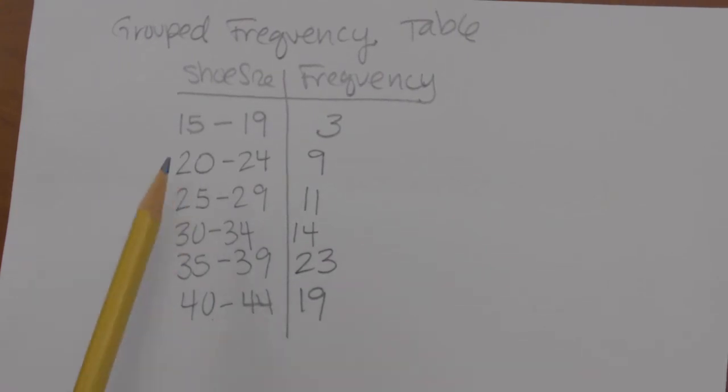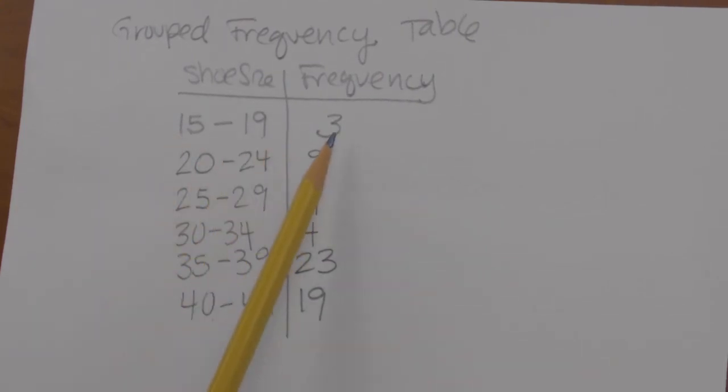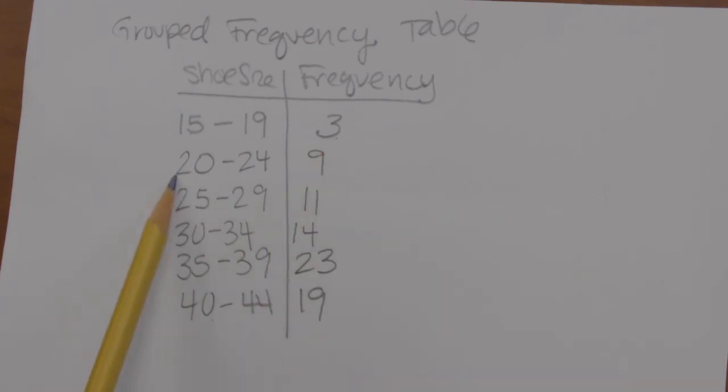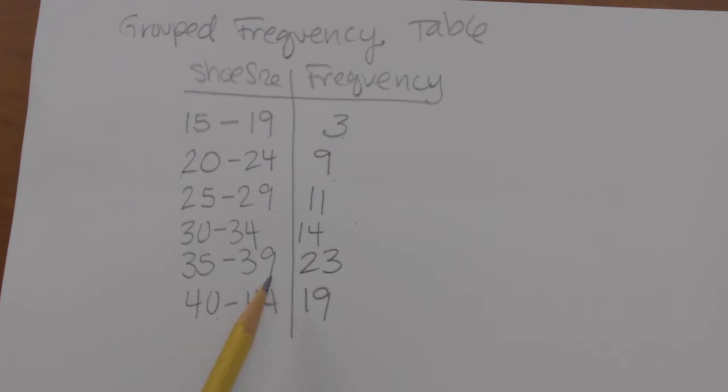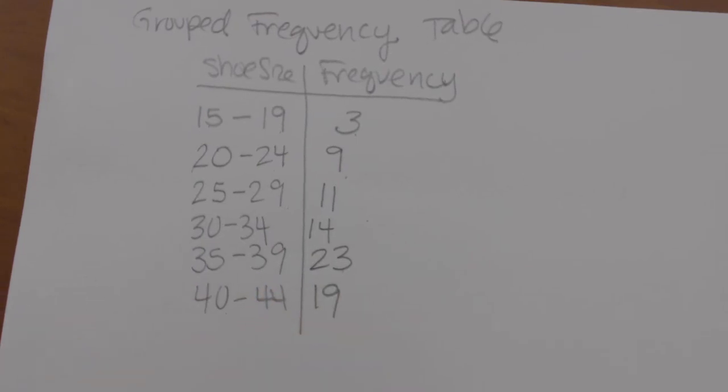That means shoe size 15 to 19: we know 3 people bought shoe sizes 15 to 19. 20 to 24, 9 people bought sizes 20 to 24. 25 to 29, 11 people. We see the largest group, 35 to 39, which is 23 people who bought shoe sizes 35 to 39.